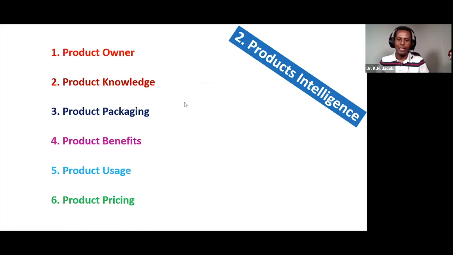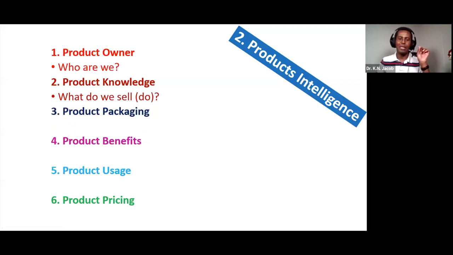So when you're talking about product intelligence, the real question is how well you know your product as an entrepreneur. And so the first thing is literally knowing the owner of the product. Are you the one who developed this product? Who developed the product? Who are we? Do you even know yourself? Number 2, product knowledge. What do we sell?